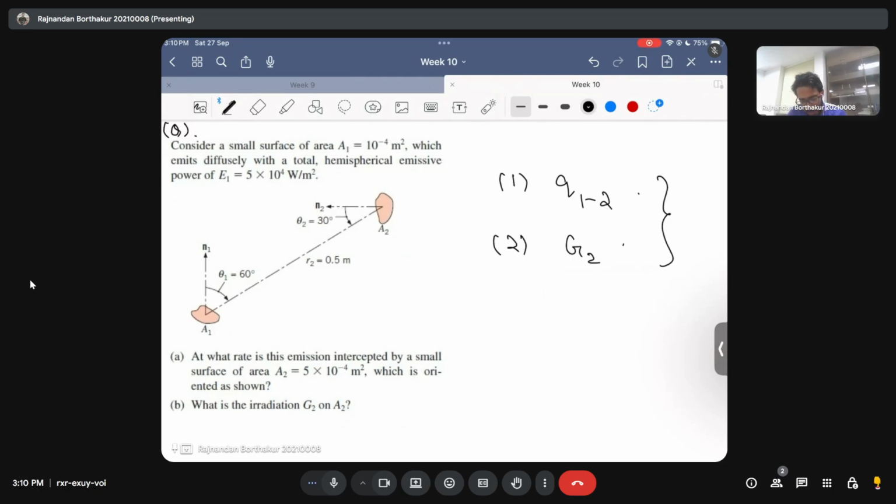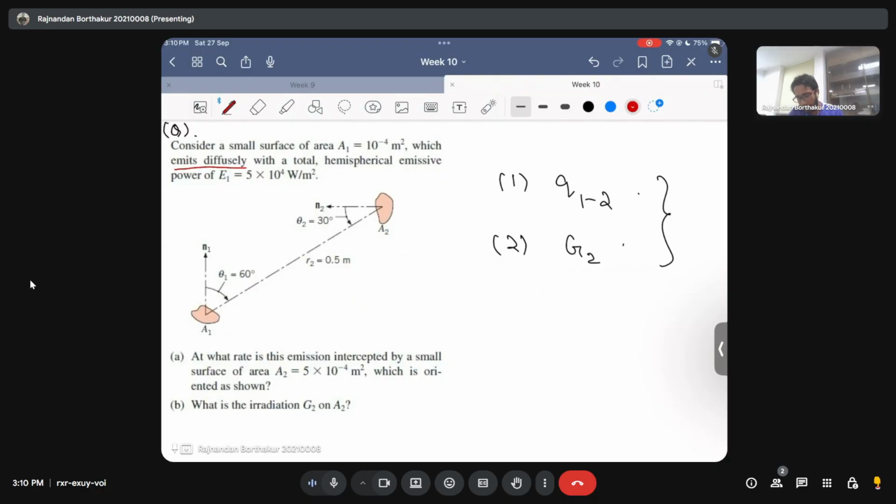And if you can see, it says that you need to consider a small area. The small meaning that the area is of differential nature, whose magnitude is 10 to the power minus 4 meter square, which emits diffusively. So it says that this particular patch of area emits diffusively with a total hemispherical emissive power of E1.